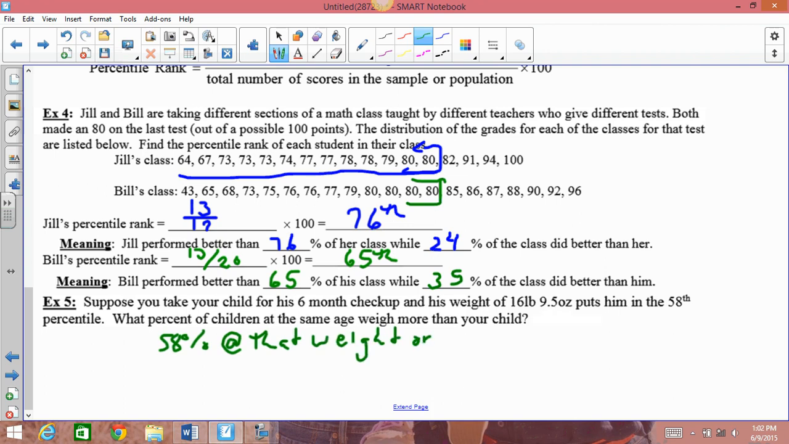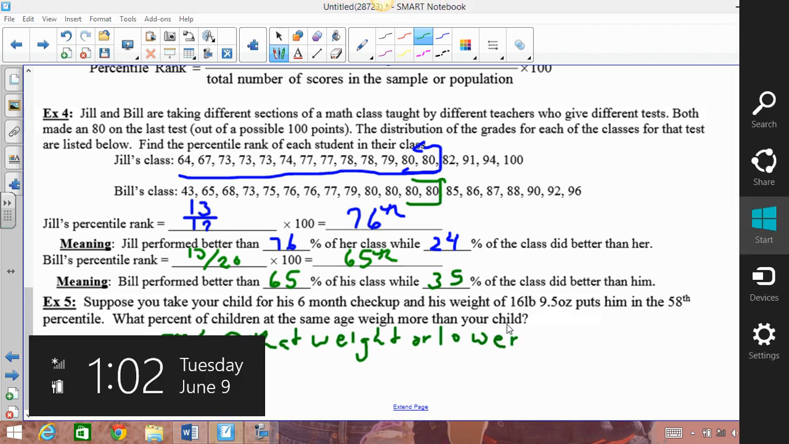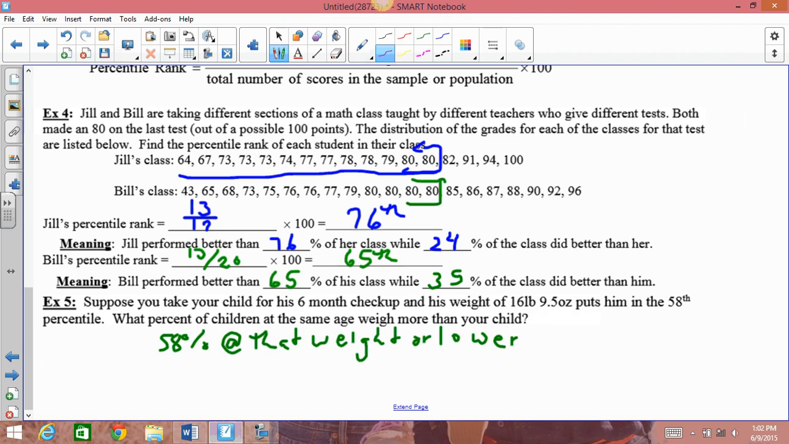That weight or lower. So since in this particular example I want to know how many weighed more than that, I'm going to do 100 minus 58, which gives me 42. And that would be the answer to my question. 42% weighed more.